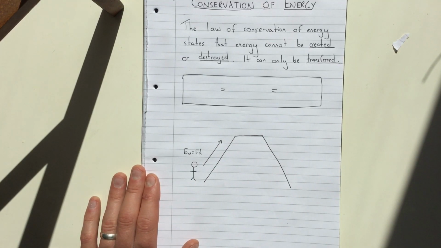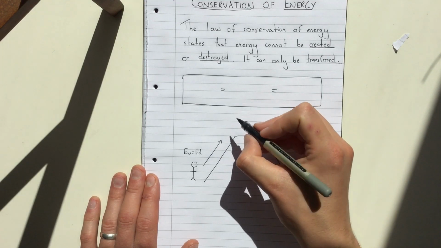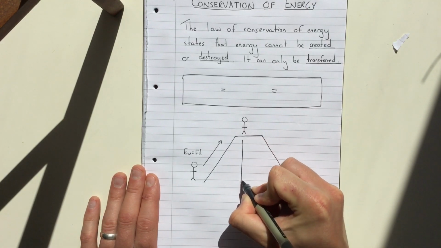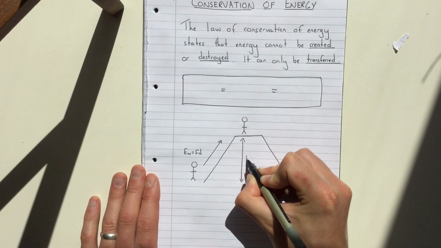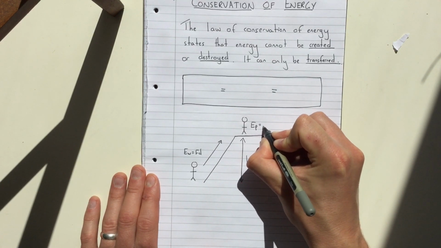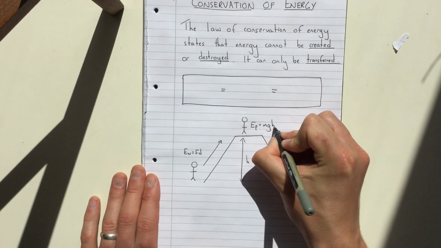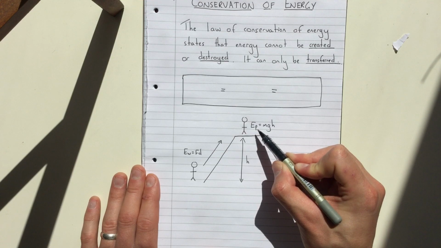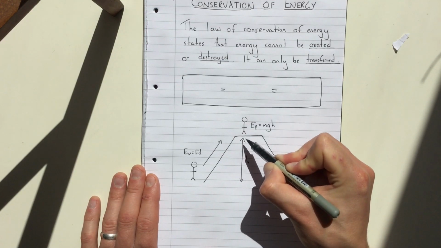Now that work can be tiring, it can be exhausting, and if you've ever been up a hill, you'll know that that's what it feels like. It feels exhausting and tiring and sweaty to get up to the top. But when you're at the top, what do you have? You have some sort of height, don't you? So that height comes in the form of potential energy, because EP equals mgh. So you now have this potential energy at the top because you've gained some sort of height.